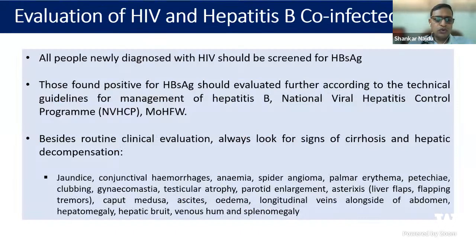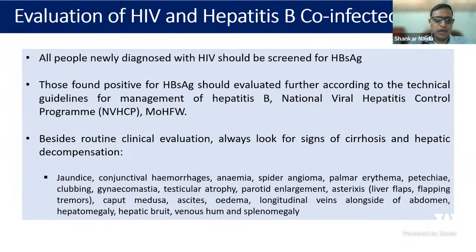So, who should be screened for hepatitis B co-infection? As a rule, all patients who are newly diagnosed with HIV should be screened for hepatitis B infection. The screening test that is commonly used is the testing for hepatitis B surface antigen. So those patients who are found positive for hepatitis B surface antigen should be evaluated further with certain clinical examination findings and also various laboratory workup, which I'll be highlighting in the next couple of slides.